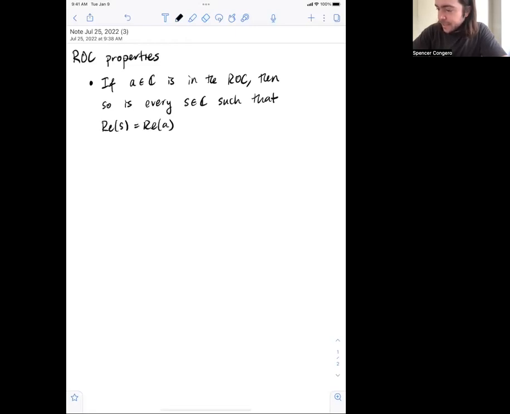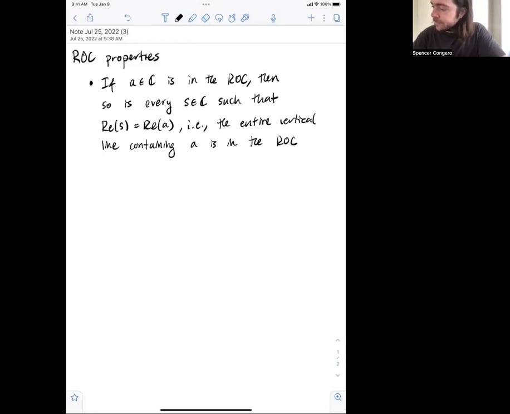So what does this look like? How can you remember this? What is this really saying? It's just saying the entire vertical line containing A is in the ROC.